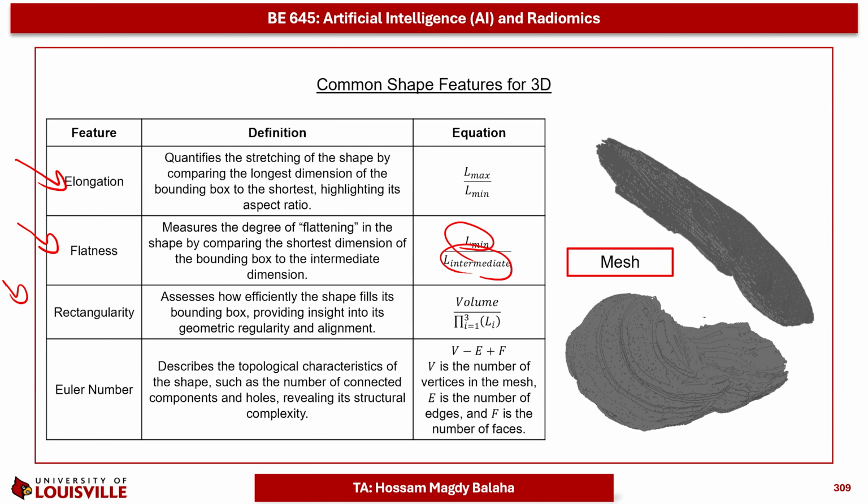Rectangularity, here we are assessing how efficiently the shape fills its bounding box by dividing the volume by the product of the dimensions. The Euler number, and here we are describing the topological characteristics of the shape, such as the number of connected components and holes, and this will reveal the structural complexity. This number is calculated from the mesh or the trimesh package automatically.